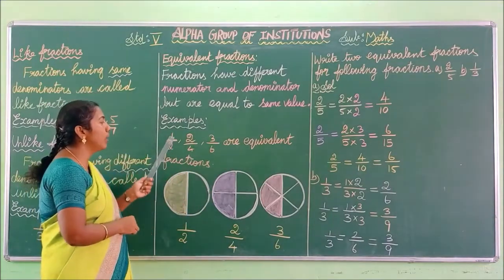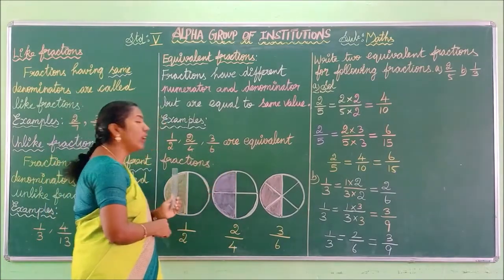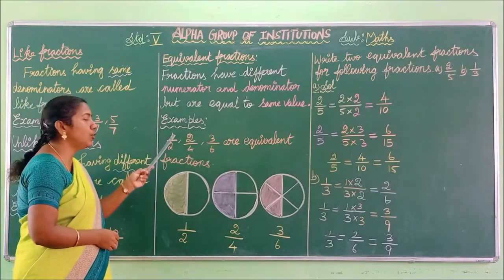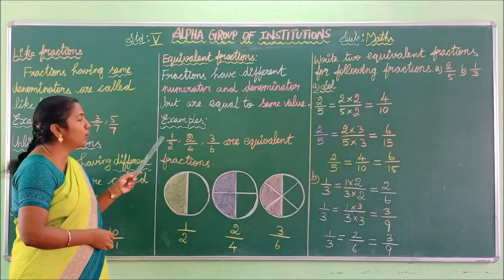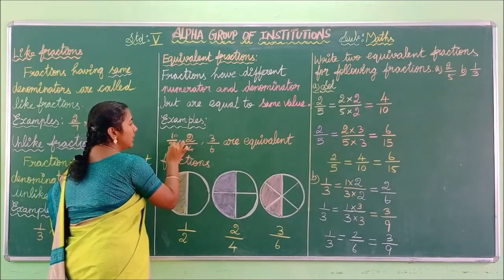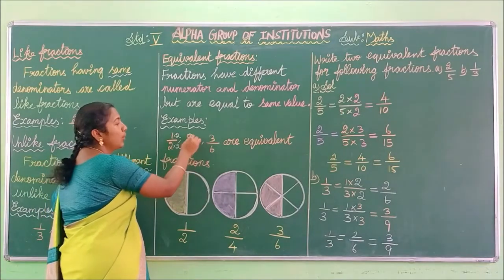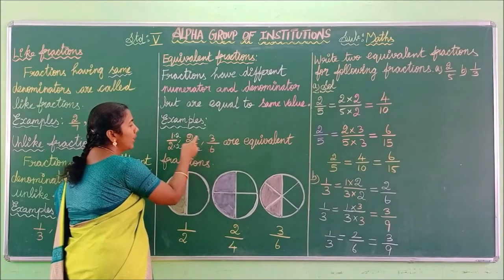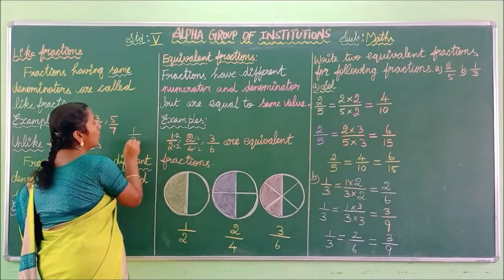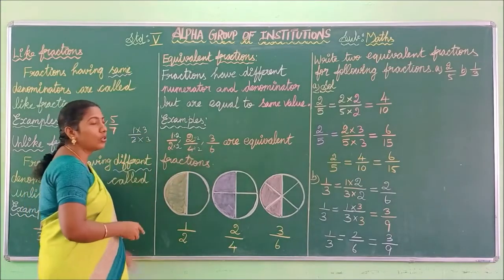See the example. 1 by 2, 2 by 4, 3 by 6 are said to be equivalent fractions. How are we saying these fractions are equivalent? Here we have the numerator 1 and denominator 2. If you multiply both the numerator and the denominator by 2, 1 times 2 is 2, 2 times 2 is 4. If you divide 2 and 4 by 2, you get the same value, 1 by 2. Similarly, if you multiply 1 by 2 by 3, 1 into 3 is 3, 2 into 3 is 6. So our answer is 3 by 6.